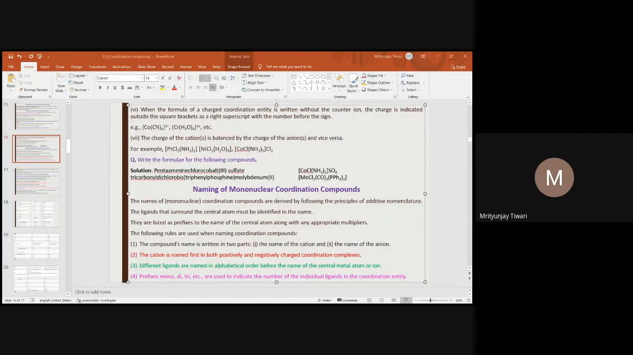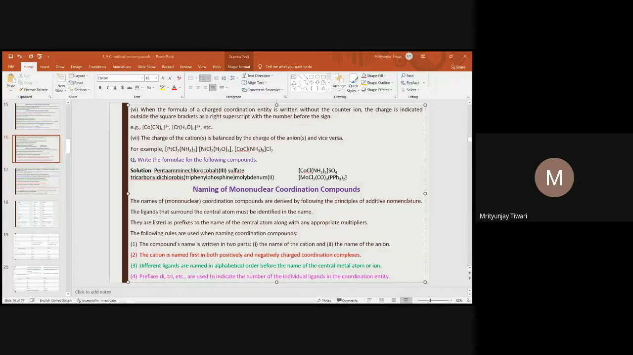So the numerical prefixes mono, di, tri: mono we usually don't write, but di, tri, etc. are used to indicate the number of individual ligands in the coordination entity. Here we have used this to name that example. Let us see what this di, tri, tetra, and so on means.